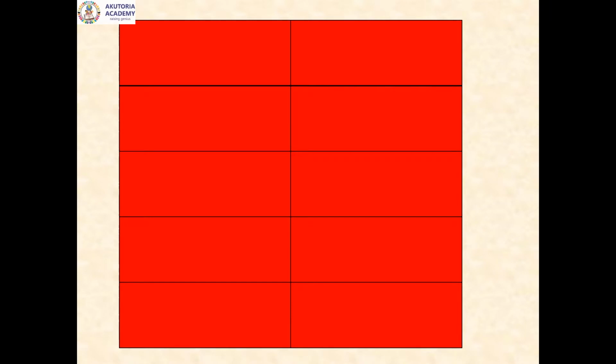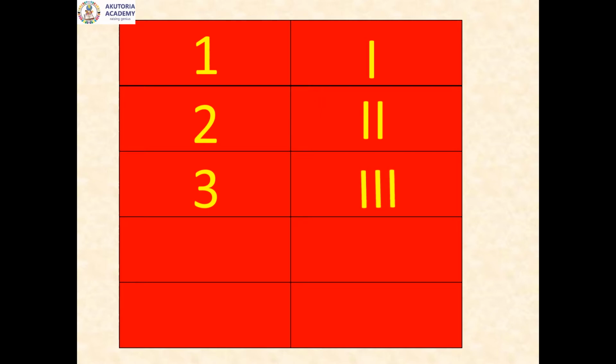We have a table. We have 1, and we are representing 1 with 1 stroke. We have 2, and we are representing 2 with 2 strokes. We have 3, and we are representing 3 with 3 strokes. We have 4, and we are representing 4 with 4 strokes.